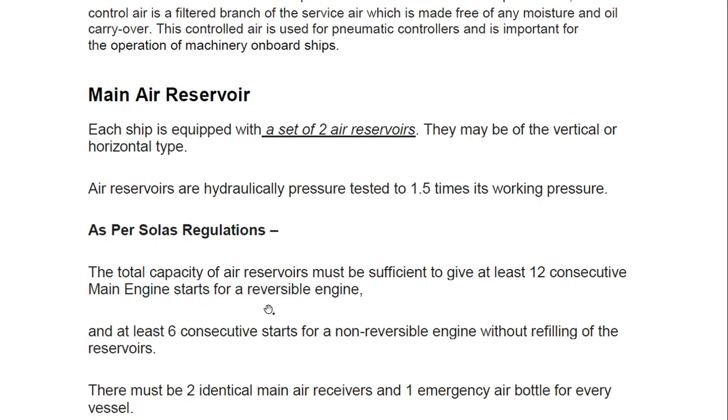main engine starts for a reversible engine. So when we are talking about a reversible type of engine, the capacity of the air bottle must be such that it must be able to give 12 consecutive starts, meaning subsequent starts, and at least 6 consecutive starts for non-reversible engines. For engines which are non-reversible, it has to be able to give 6 consecutive starts without refilling of the reservoirs.